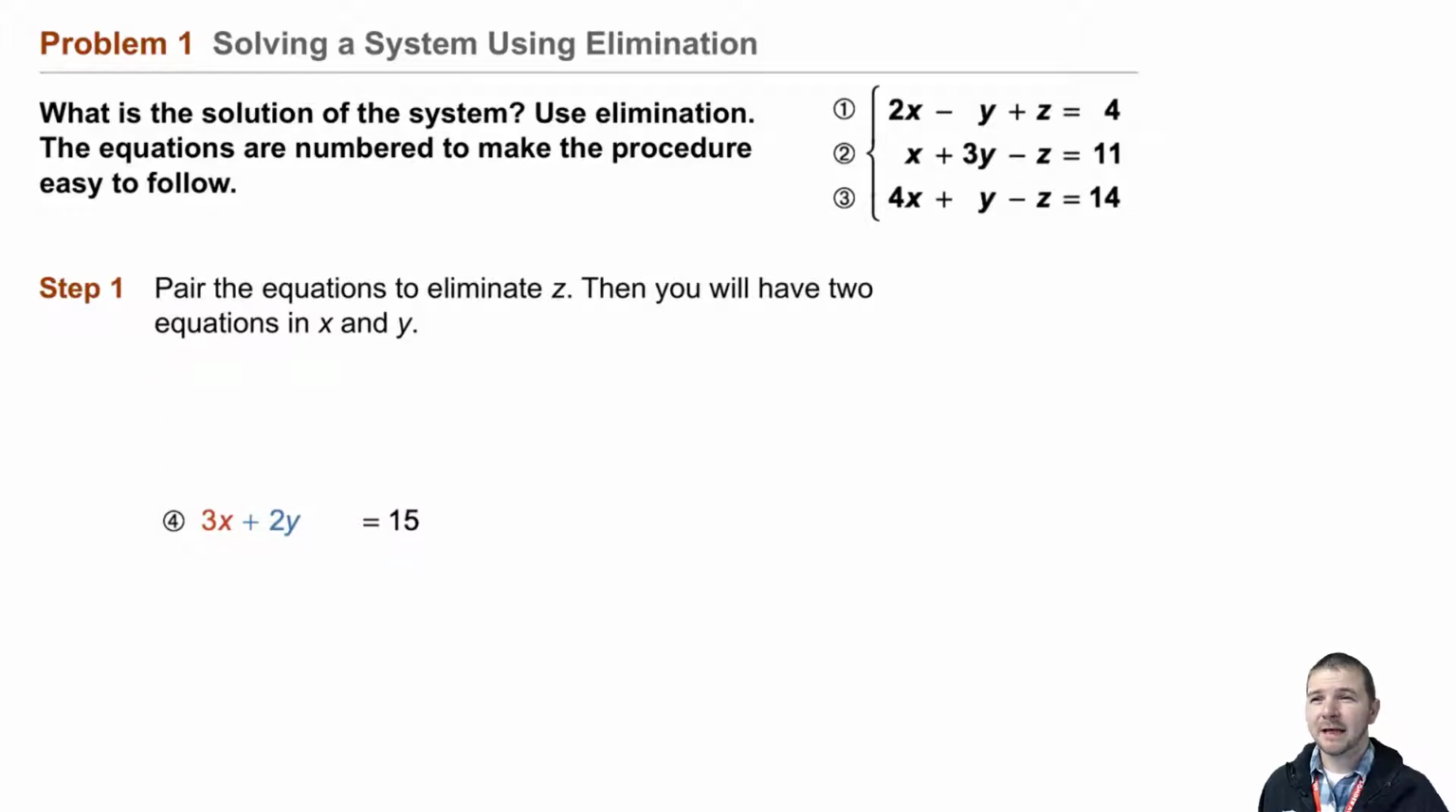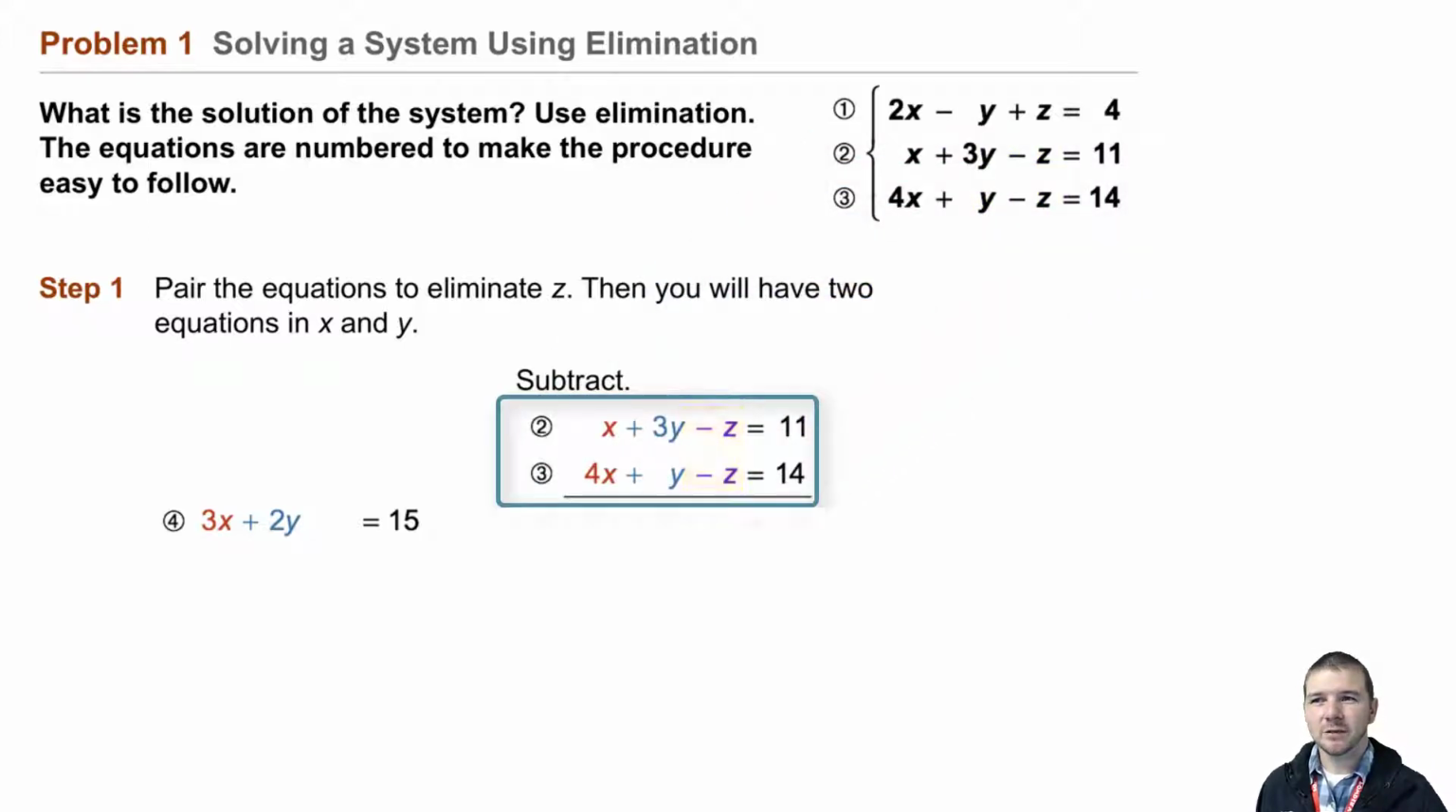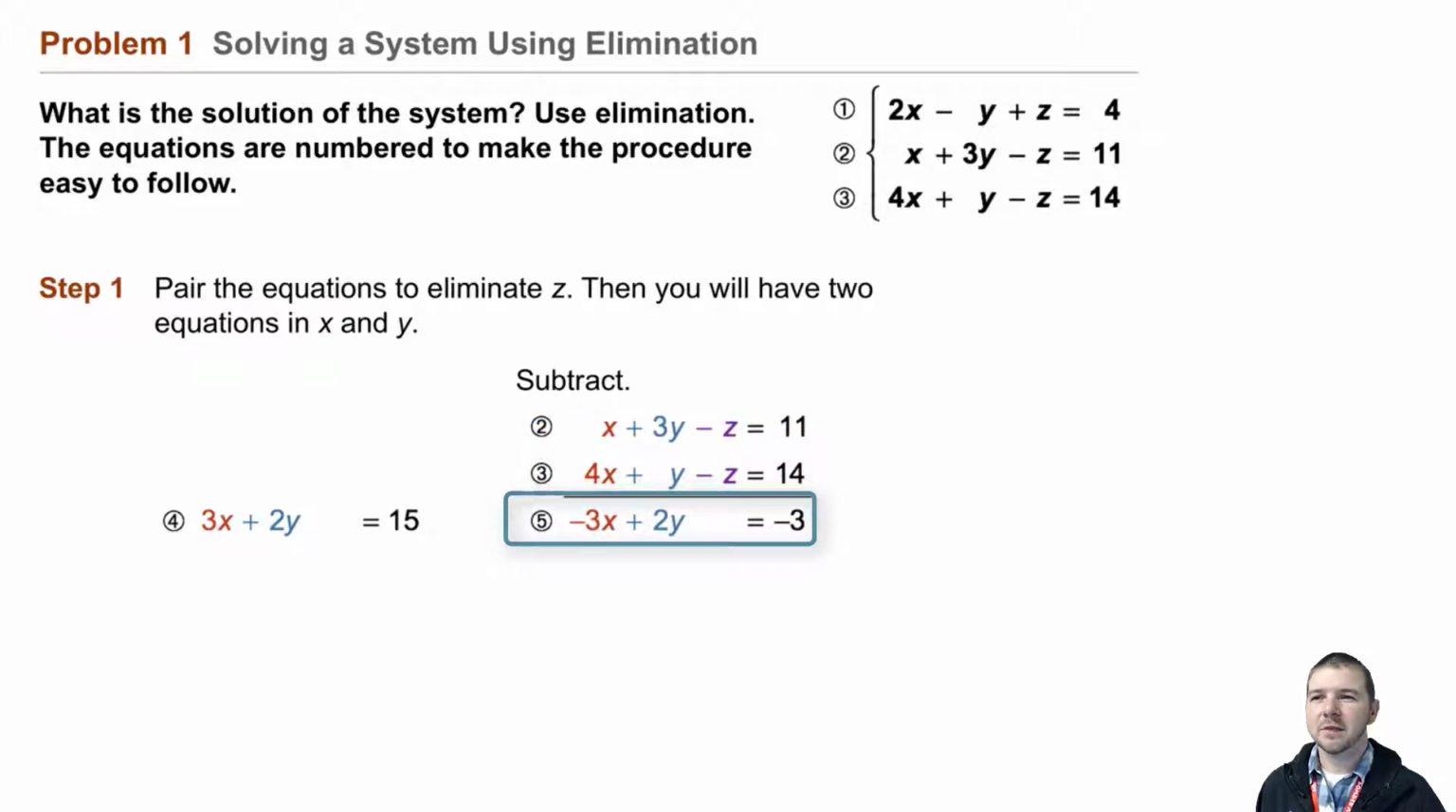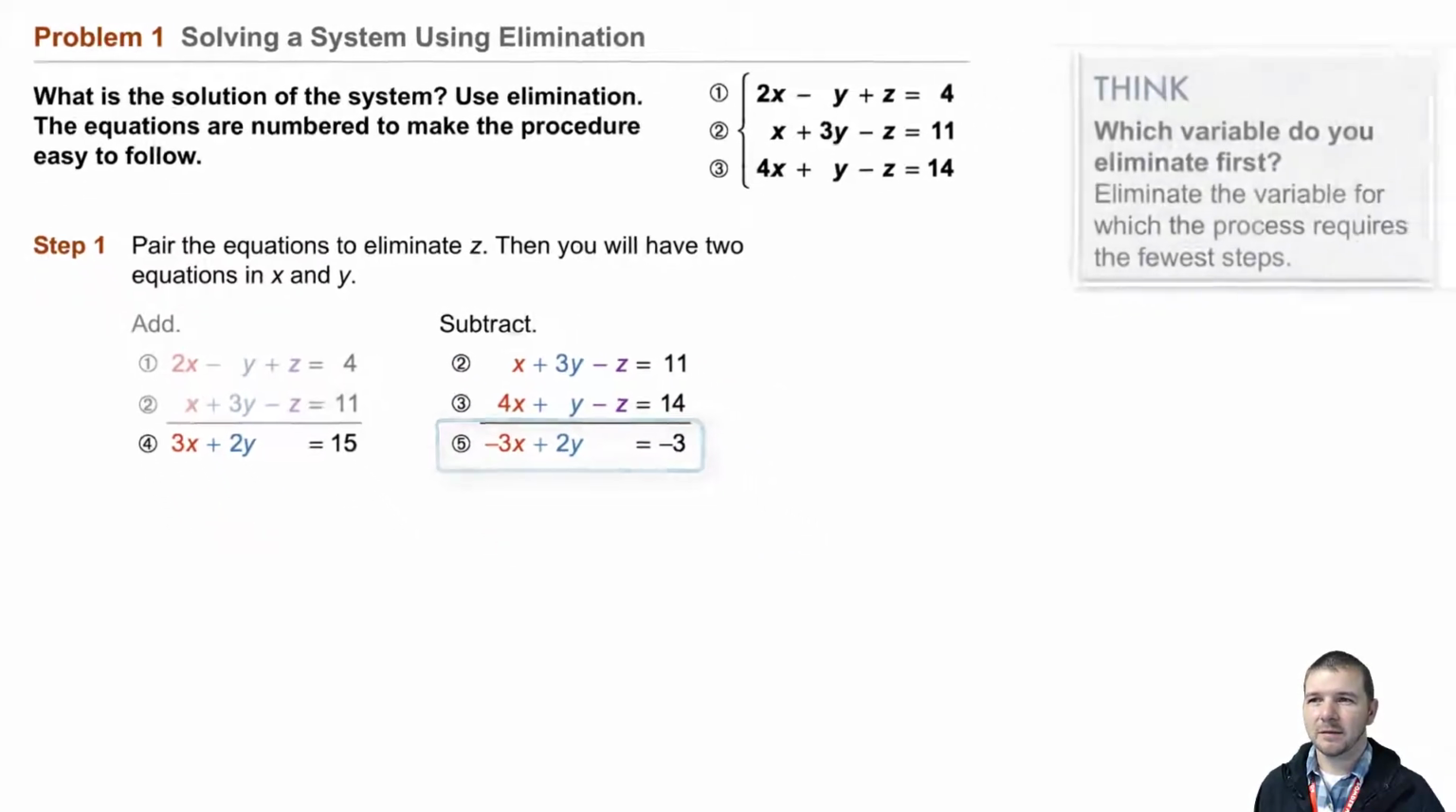What we need is a second equation that has only the variables x and y, so we can create a system of equations in two variables and solve it using methods from previous lessons. Notice equations 2 and 3 have the same number of z's, negative 1z in each case. So if we subtract equation 3 from equation 2, we find negative 3x plus 2y equals negative 3.